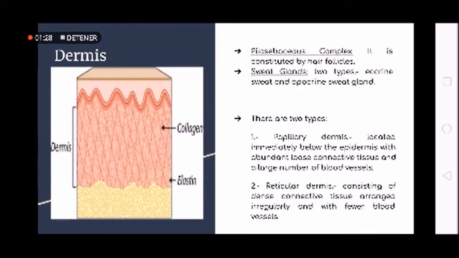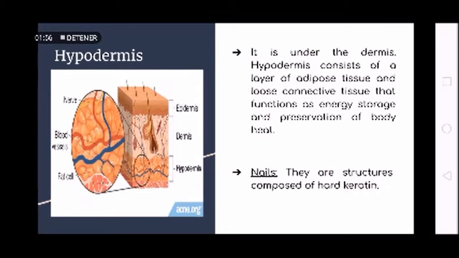In the dermis, there is the pilosebaceous complex, which is constituted by hair follicles, and sweat glands, which are 2 types: eccrine and apocrine sweat glands. There are 2 types of dermis: papillary dermis, which is located immediately below the epidermis, with abundant loose connective tissue and a large number of blood vessels, and the reticular dermis, consisting of dense connective tissue arranged irregularly and with fewer blood vessels. The hypodermis is under the dermis.